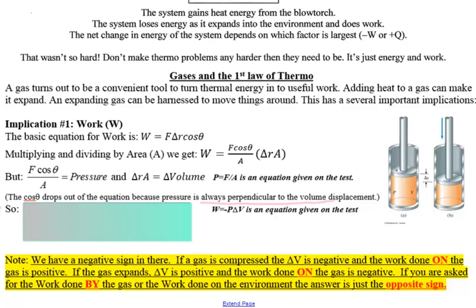We get a new equation, right? And we have F cosine theta over A equals pressure, and delta R times A is the volume of a container, or the volume of our gas. P equals F over A is an equation given on the test. So pressure equals force over area. That's given to you. You're not going to have to mess with that at all. Again, the cosine drops out.